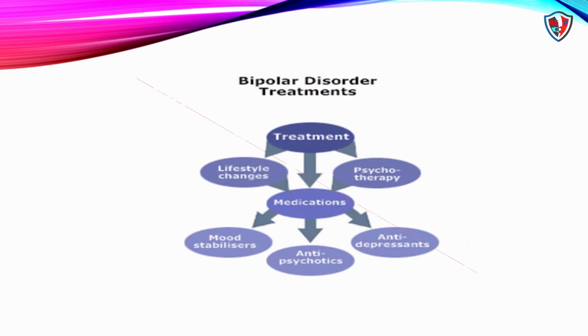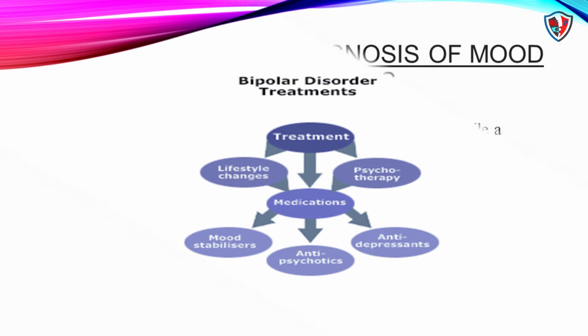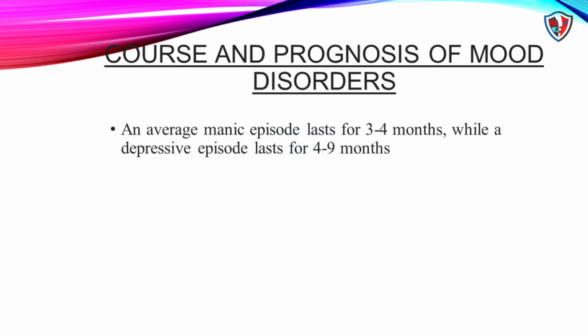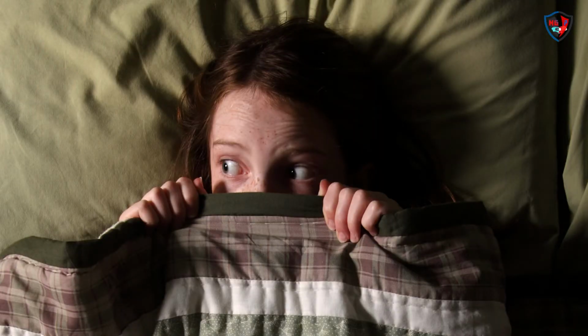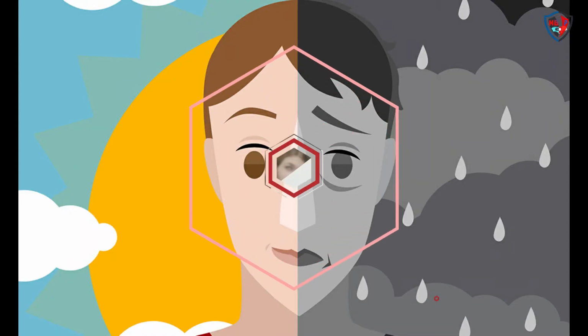Prognosis. The average manic episode lasts for 3 to 4 months, while a depressive episode lasts for 4 to 9 months. We learned something about mania, depression, and bipolar mood disorders, and in the next video I'll come up with the topics which are left over under the classification of mood disorders.